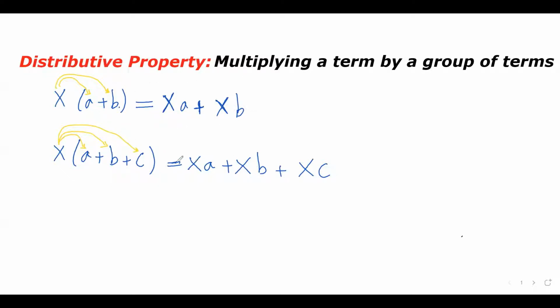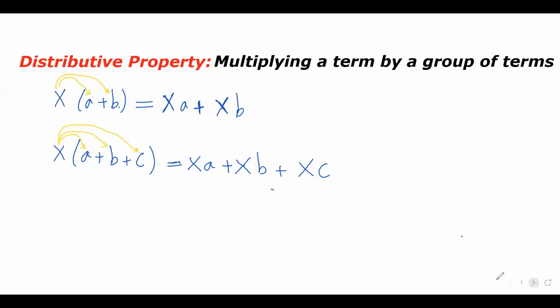Let's take a look at the second one, x bracket a plus b plus c. Again, I have a term in front of the bracket and I have 3 terms inside the bracket. I have to distribute the term in front of the bracket into the bracket. That means we have to multiply x into each term inside the bracket. So x times a plus x times b plus x times c.